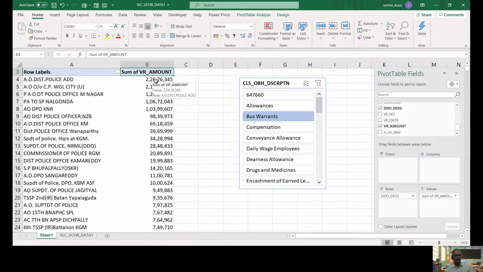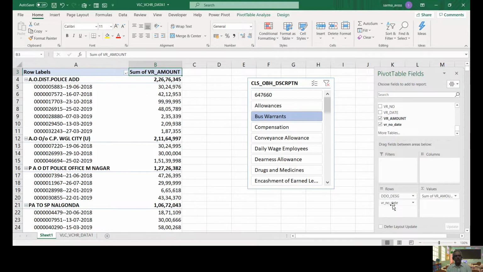To know that, we need the voucher details. For that purpose, we have created an additional field, voucher number and date. If we keep this in the rows below the DDO code, then the voucher number and voucher date will also be displayed on the screen, right? Now you see all the voucher numbers and dates, because if you give only the voucher number, maybe we need the date also to pick up that voucher. So to avoid that, we have joined the voucher number and date, and we are using that field.